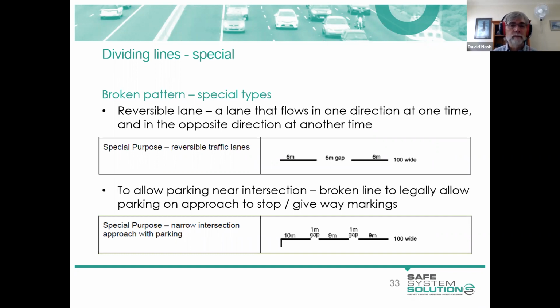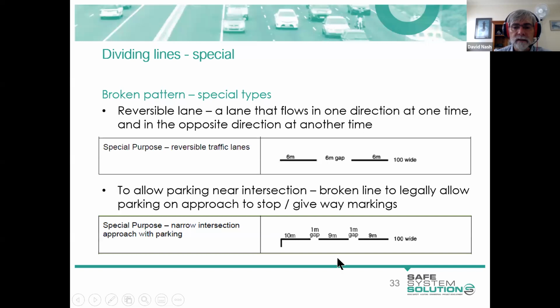There are a couple of special purpose dividing lines. The 6-metre line with a 6-metre gap is reserved for a very unusual situation where you have a reversible lane. So a lane is one direction during the morning peak, and then sometime during the day it changes to the other direction for the PM peak. The lane on one side is a lane line at some times of the day, and a dividing line at other times. So to go halfway between those two options, we've decided on a 6-metre line and a 6-metre gap.